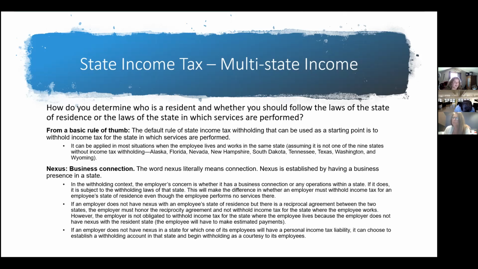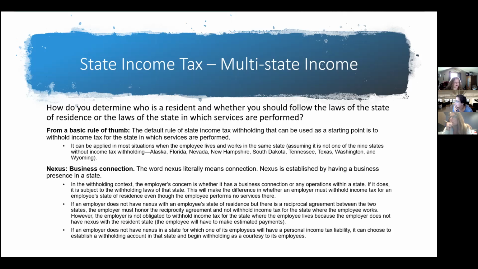Anyways, for multi-state, you have to figure out, first of all, which laws of the states do you follow? So how do you determine who is a resident and whether you should follow the laws of the state of the residents or the state of where the services are performed? From a basic rule of thumb, the default rule of state income tax withholding that can be used as a starting point is to withhold income tax for the state in which the services are performed. So if you can do that, great. It can be applied in most situations when the employee lives and works in the same state. It's pretty easy. If they live and work in the same state, you're going to withhold in that state.